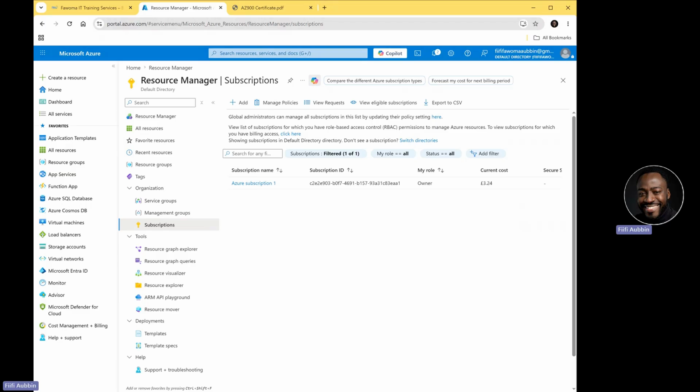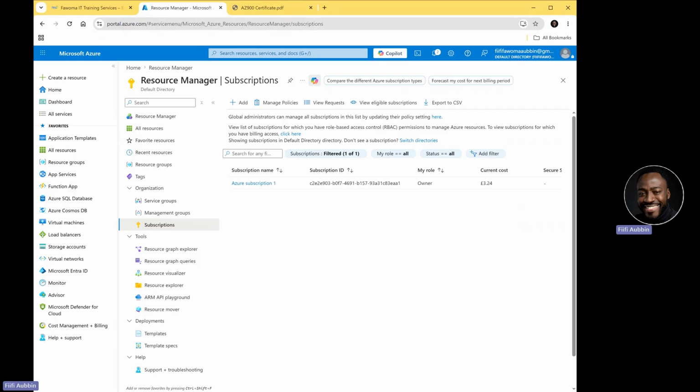So what exactly is a subscription? A subscription is much more than just a billing account. It represents both a billing boundary and a management boundary. Every Azure resource you create belongs to a subscription, and this particular subscription will determine who pays for the resources, who can access them, what quotas apply, and which Azure services can be deployed.